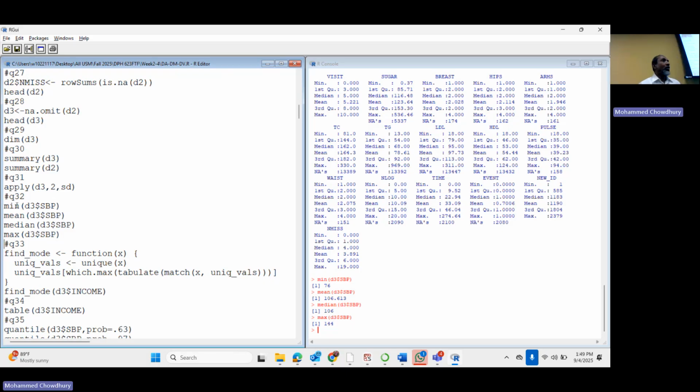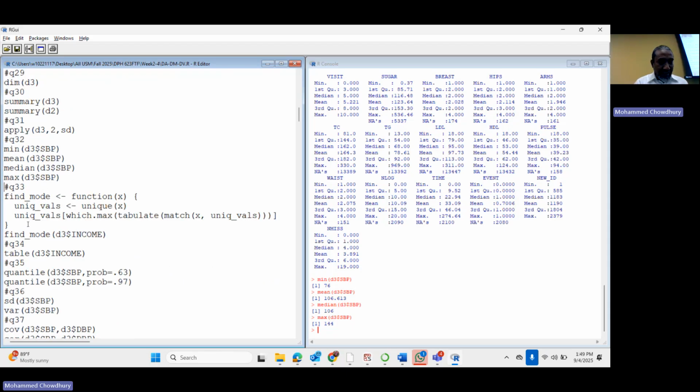So you remember in central tendency, we learned mean, median, mode, right? Mode is the observation that appears the highest number of times in the data. There is no beautiful formula for mode, so we have to write one. Question number 33 is asking you to find the mode of the income variable.